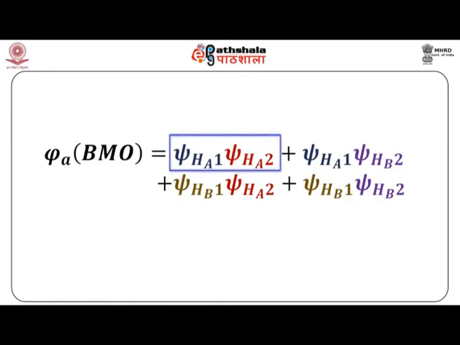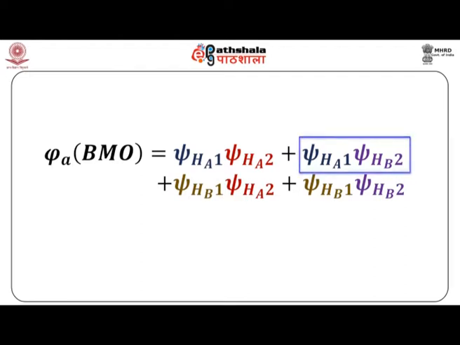If you look at the first term, psi HA1 psi HA2, this represents when both electrons 1 and 2 are on the hydrogen atom nuclei labeled A. Now both electrons are on the same nuclei. So what does it mean? It represents an ionic term. Now look at psi HA1 psi HB2. Here electron 1 is on the nuclei A and electron 2 is on the nuclei B. So it is a covalent term.